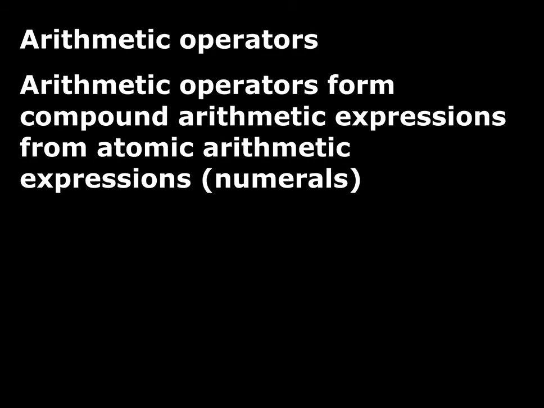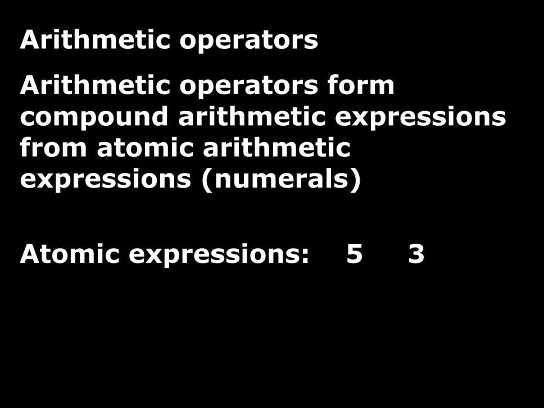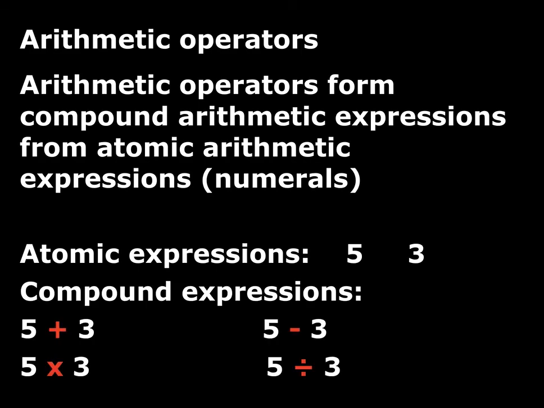And the atomic entities, so to speak, that these operators work on are numerals. And these are like 5 and 3 and whatever. And you can use operators to put together compound arithmetic expressions. So I can use the addition operator to put together 5 plus 3 to make the compound expression 5 plus 3. I could use different operators with the same atomic expressions: 5 times 3, 5 minus 3, 5 divided by 3, and so on.